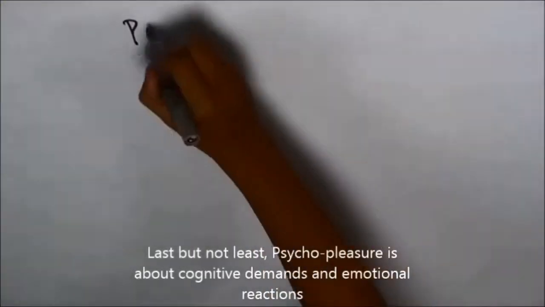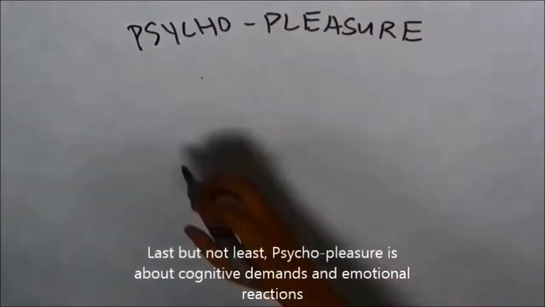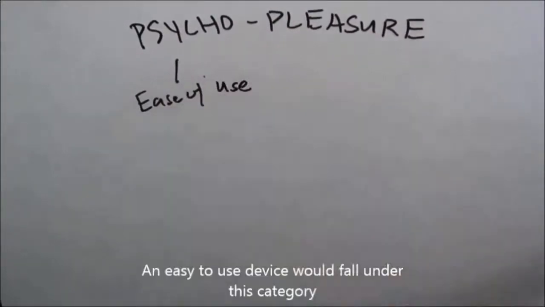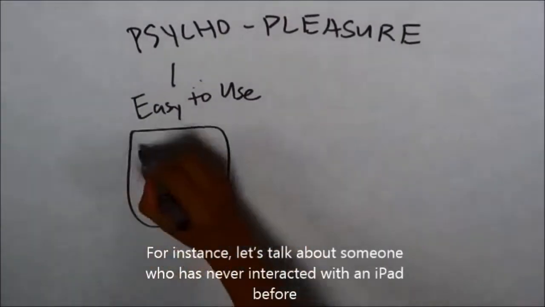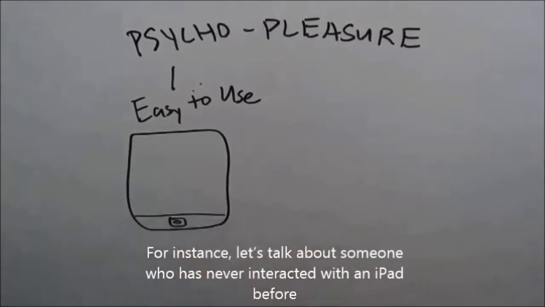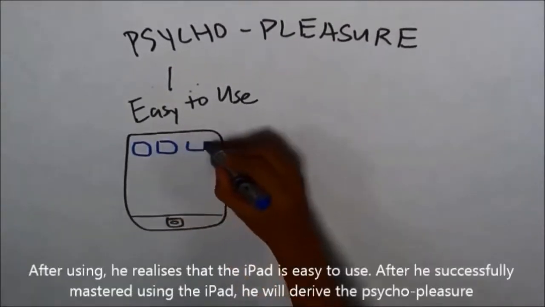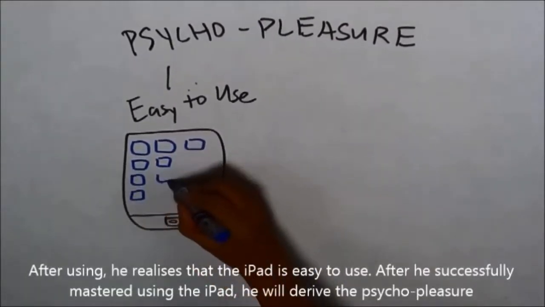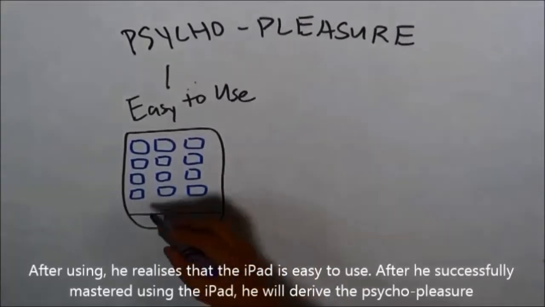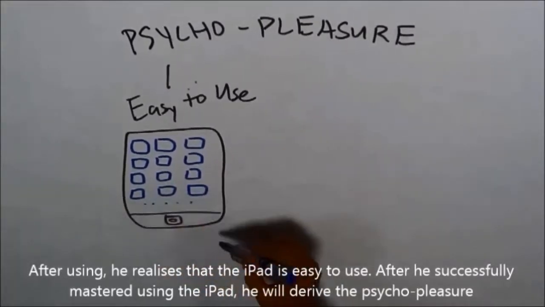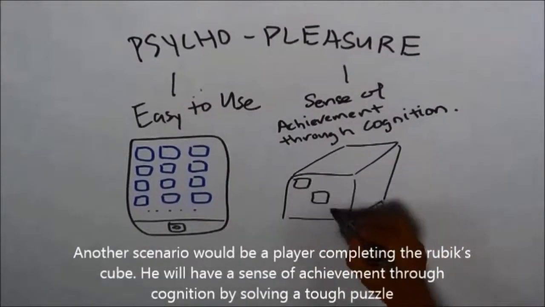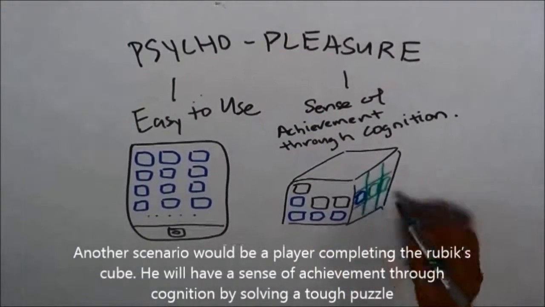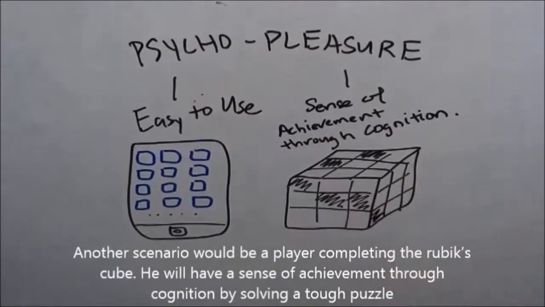Last but not least, psycho-pleasure is about cognitive demands and emotional reactions. An easy-to-use device will fall under this category. For instance, let's talk about someone who has never interacted with an iPad before. After using it, he realizes that the iPad is easy to use. After he successfully masters using the iPad, he will derive the psycho-pleasure. Another scenario will be a player completing the Rubik's Cube. He will have a sense of achievement through cognition by solving a tough puzzle.